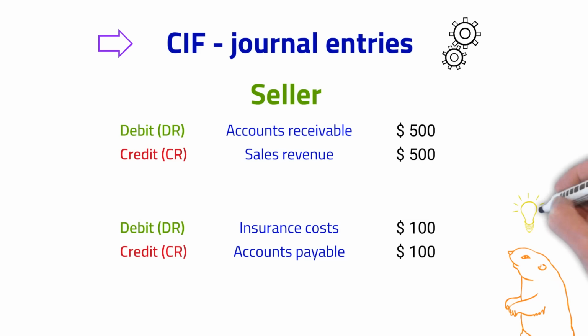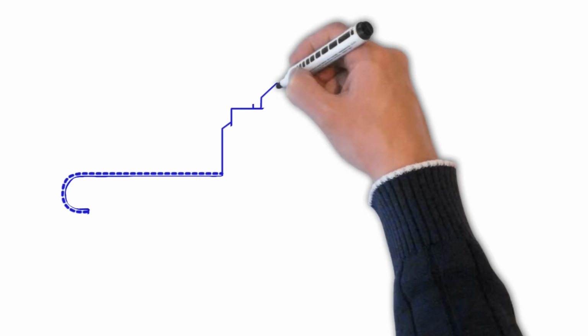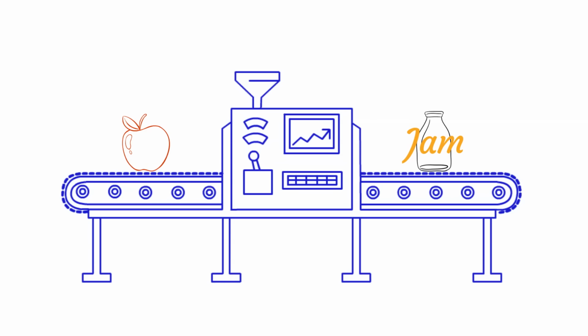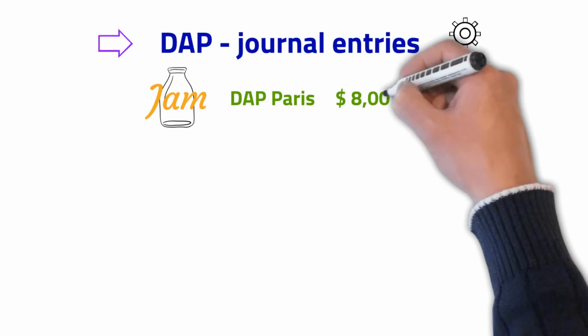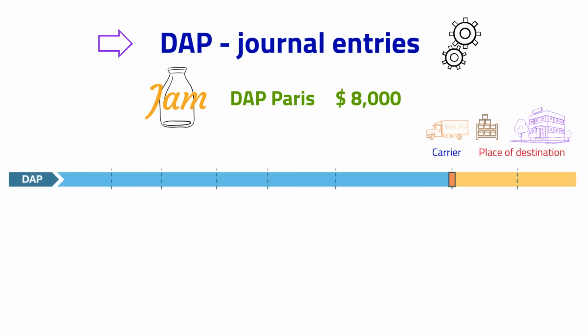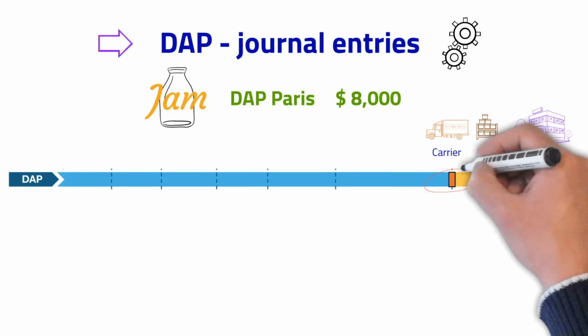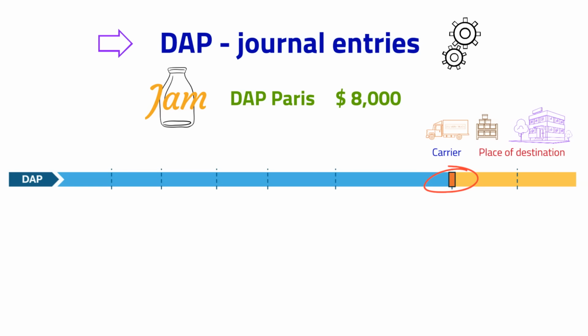Now DAP. So we bought apples, jars and sugar and produced jam. We sell the jars of jam to a retailer DAP Paris. That means we carry goods to the customer in Paris and the risk will transfer on arrival at their site. We will keep the inventory on the way. The jam is still in our inventory while on the truck. We derecognize it only on arrival in Paris.